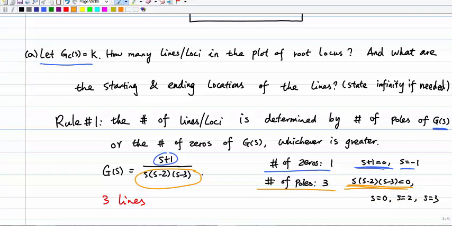Rule number 1 says the number of lines located is determined by either the number of poles or the number of zeros, depending on which one is greater. Of course, the poles are greater because 3 is greater than 1. So this means I have 3 lines.